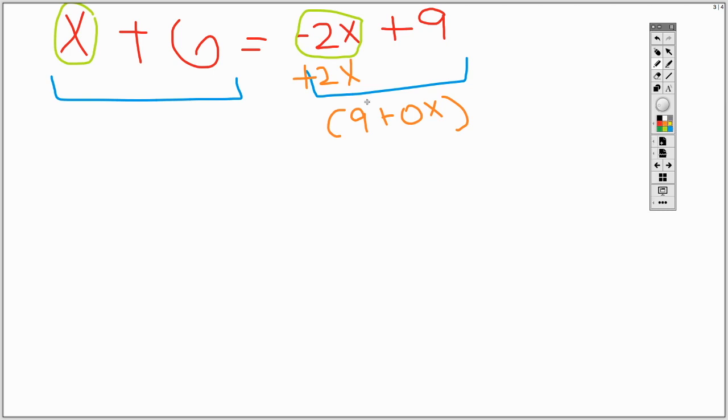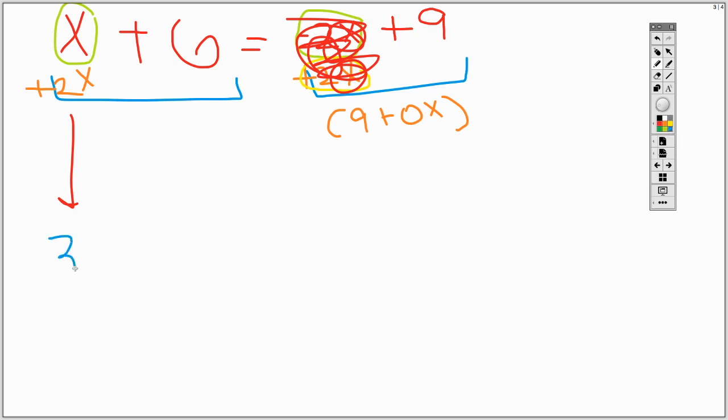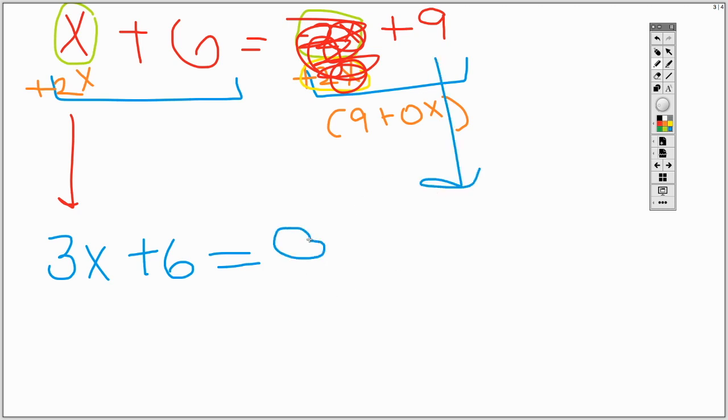And whatever you do on one side, you've got to do it to the other. And so I added 2x here, and I'll add 2x here as well. So this leads me to this just being erased away. And we bring down here 3x plus 6 equals, and then we bring down this as well, 9.